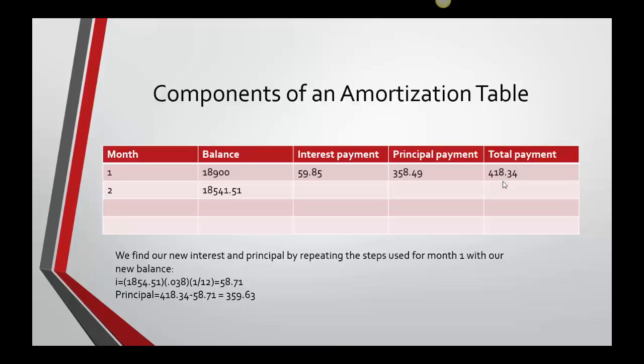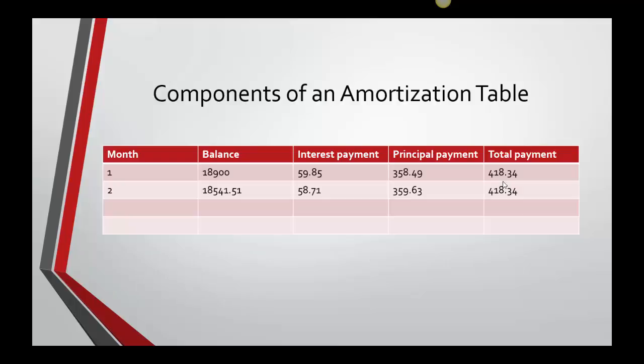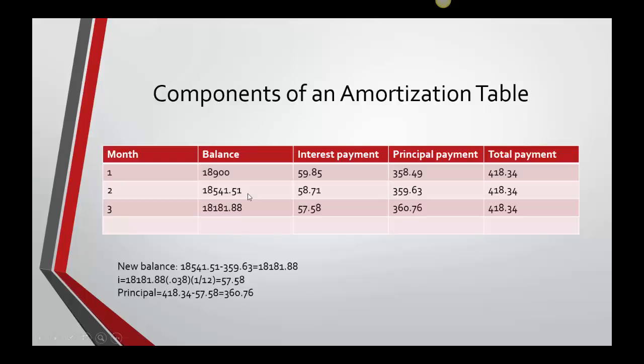Once again, to get the principal, I go back to the payment, the $418.34, I subtract the interest, $58.71, and it gives me my new principal. Okay, so now we can see month 2 again. See how the payments are the same, but the principal payment is slightly different, the interest payment slightly different because the balance is slightly different.